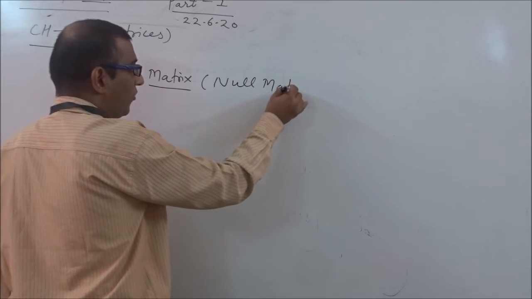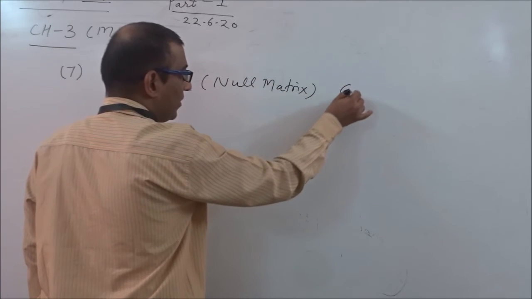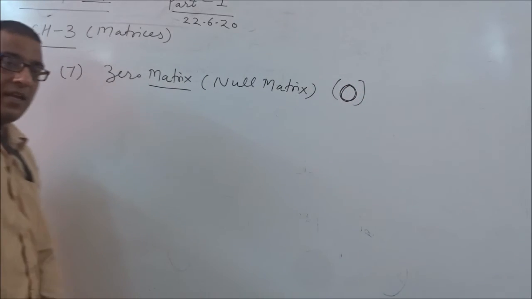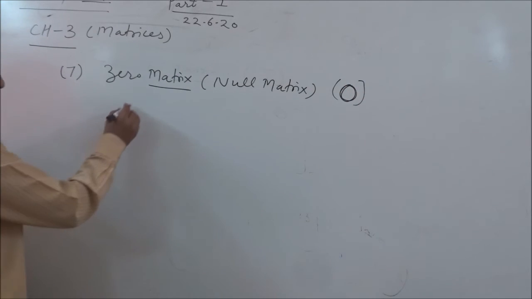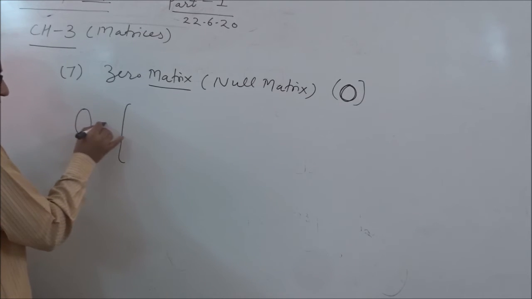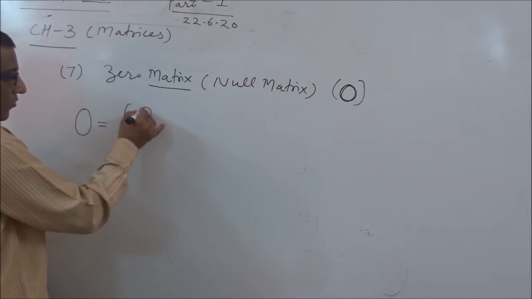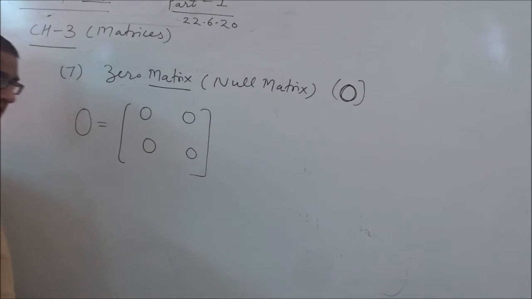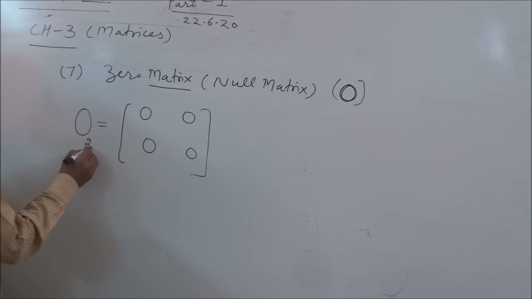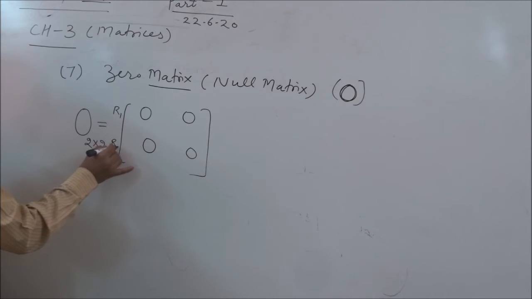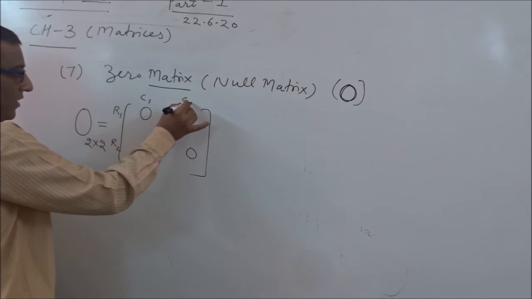And the symbol of zero matrix is capital O, or you can say dark 0. This is the symbol of null matrix or zero matrix. So for example, if I am taking dark 0 equals to 0, 0, 0 and 0. 4 entries are there and they are all equivalent to 0. So we can say this is the matrix of 2 into 2 because 2 rows and 2 columns are there.